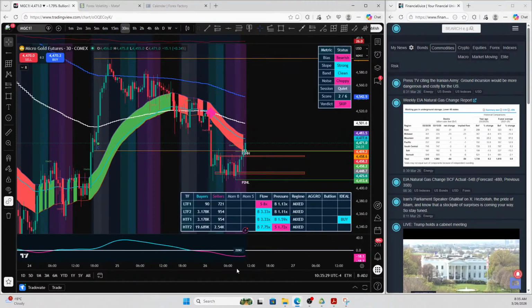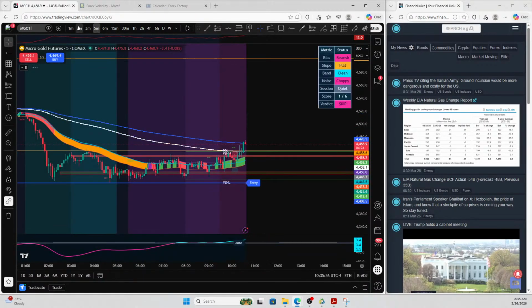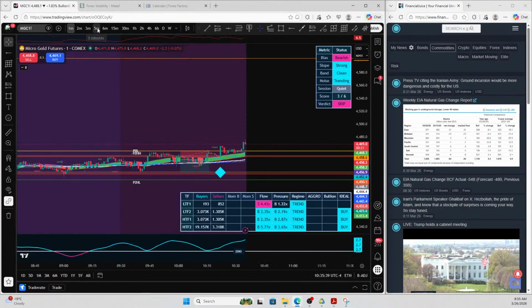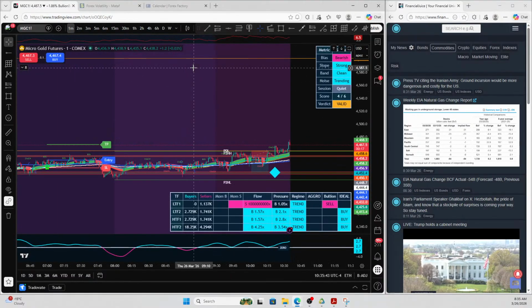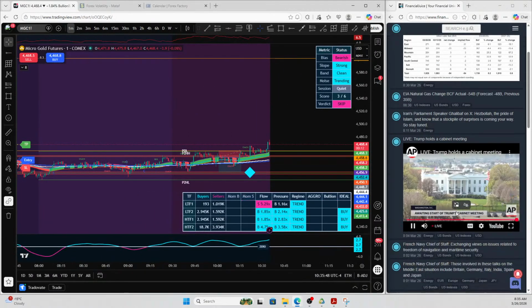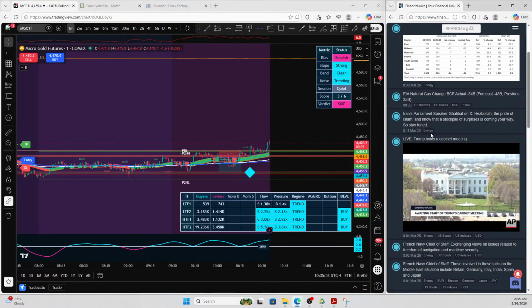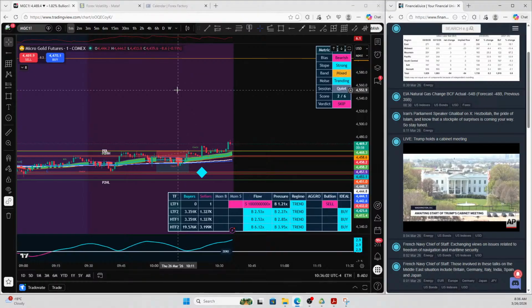What is our bias telling us? Bias still telling us bearishness in the market. 15-minute is bearish, 5-minute is bullish, 1-minute is bullish. We are testing a very crucial level here. So let's see. I'm not in a rush, especially with the cabinet meeting coming in. We can wait. If we do see a one-side move, we'll be able to take a piece of that move.